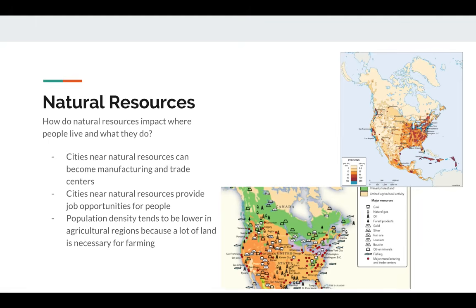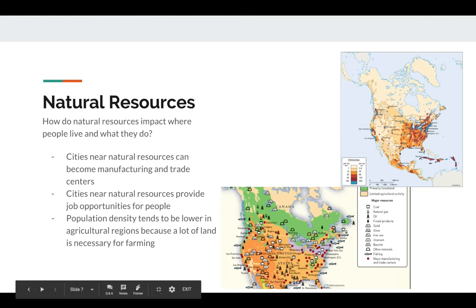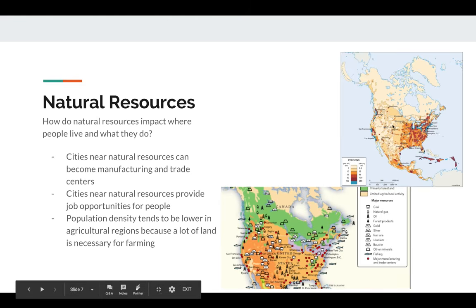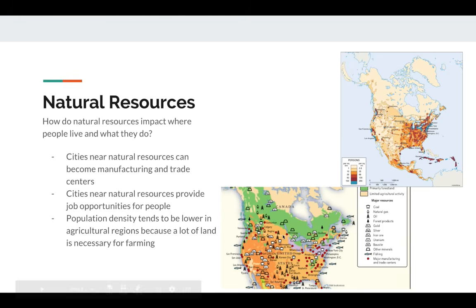Cities near natural resources can become manufacturing and trade centers. So if you look, we have a population density map here and our mineral map here. You can see that our highly populated areas here coincide with where traditionally we have lots of mining, because those are the cities that were created because they had jobs available for people. And we know that population density tends to be lower in agricultural regions because a lot of land is necessary for farming. So in the Midwest here, you can see it's not as many people here. Farmers need a lot of land to farm, and so that means not a lot of people can live there.